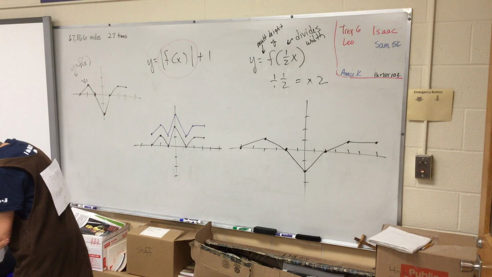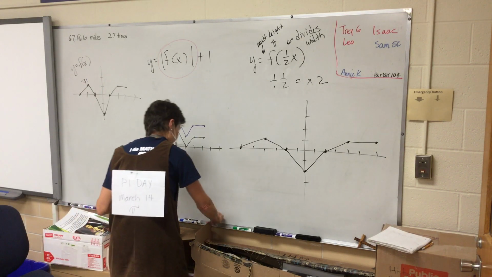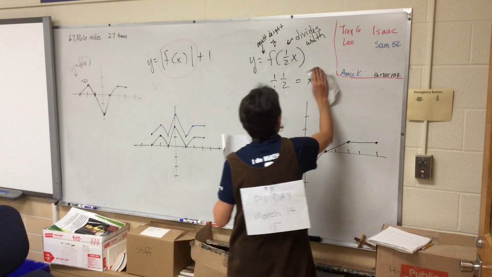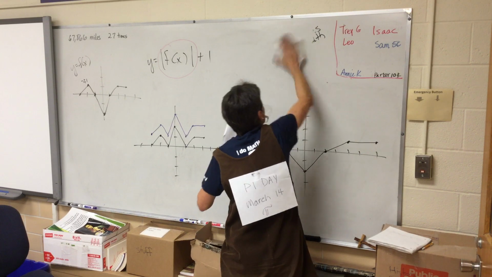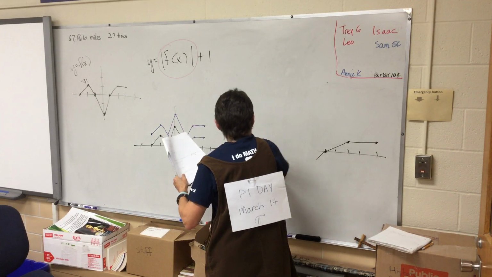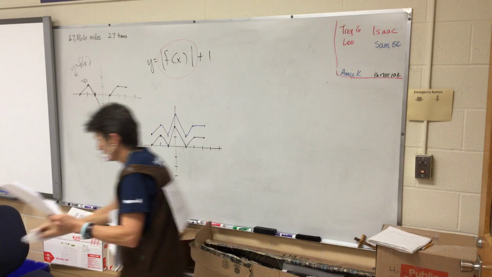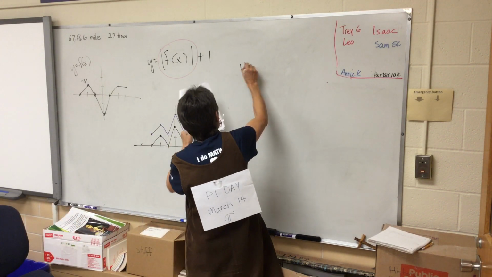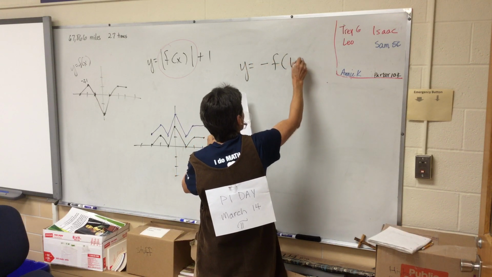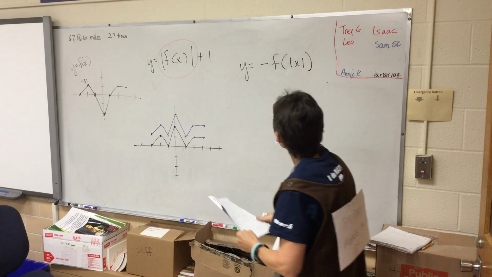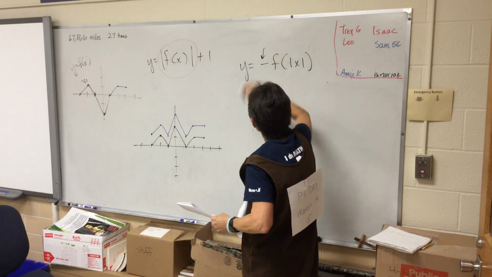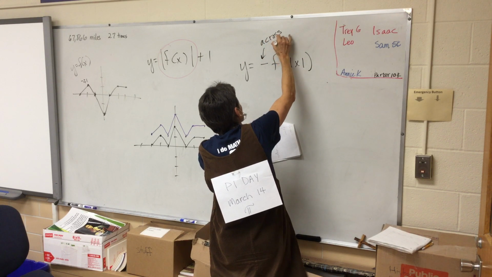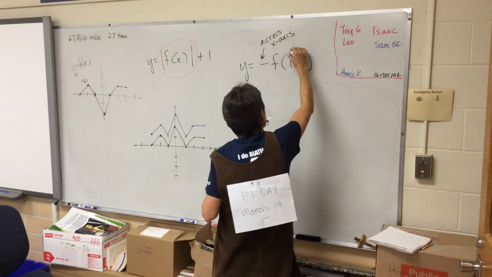All right, the next one. Again, there are 2 things happening. Describe in words what is happening in this problem. What are we going to do? What does this do? That's across the x-axis. What does this do?